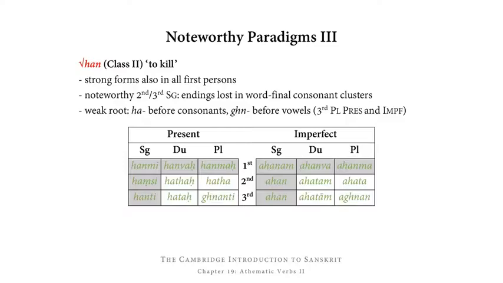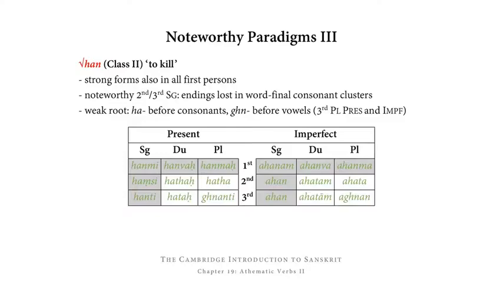And the reason for that was introduced in chapter 7 of the book. Whenever a nasal, in this case n, stands between two consonants, it does not remain as a nasal, but it changes into a. So instead of, in the second and third dual, hun tach and hun tach, we get ha tach and ha tach. Same thing happens in the second plural, ha ta. And exactly the same thing again in the imperfect, second dual ahatam, third dual ahatam, second plural ahata.